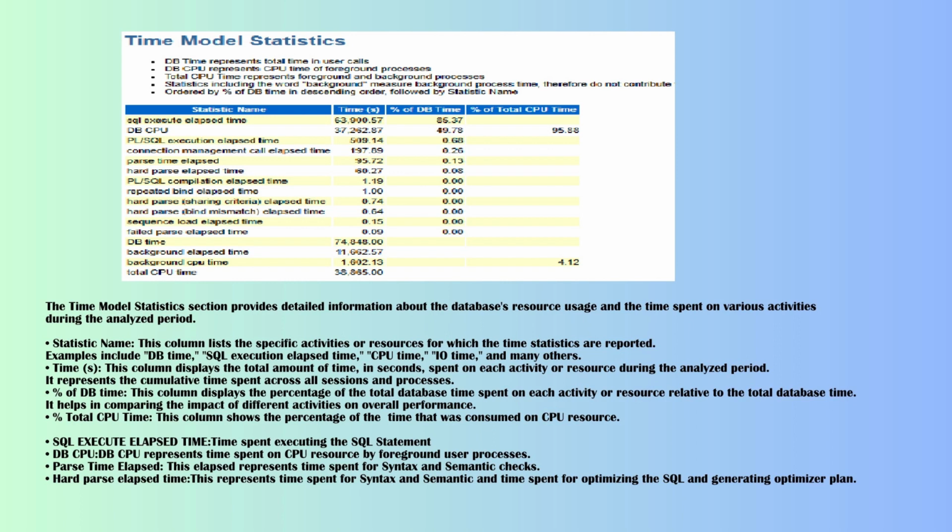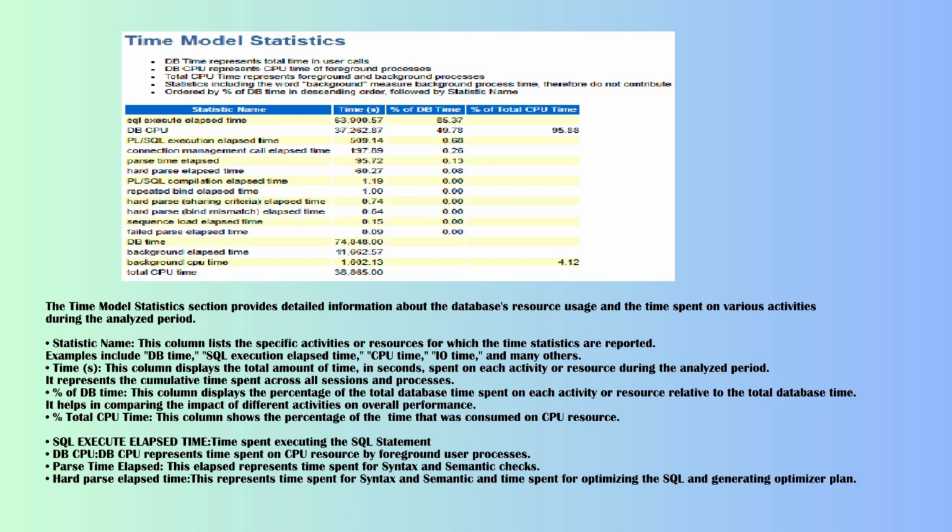Statistic name. This column lists the specific activities or resources for which the time statistics are reported. Examples include DB time, SQL execution elapsed time, CPU time, I/O time, and many others. Time, S. This column displays the total amount of time, in seconds, spent on each activity or resource during the analyzed period. It represents the cumulative time spent across all sessions and processes.